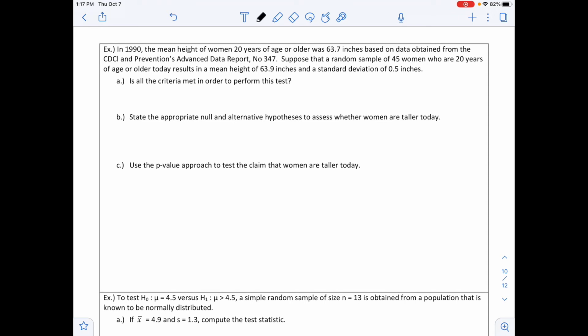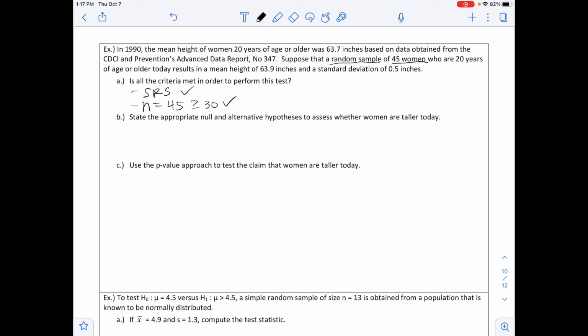Part A says, is the criteria met in order to perform this test? And so since we're dealing with mean heights, we are dealing with a parameter of mu. And so we only have to check two things. First thing is this is a simple random sample. And since they're just randomly selecting people, we know it's a simple random sample. And then it also says that our sample size, which is n, is 45 women. And since this is greater than or equal to 30, we can say check.